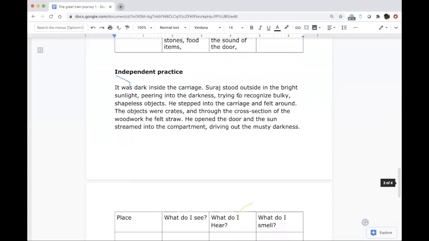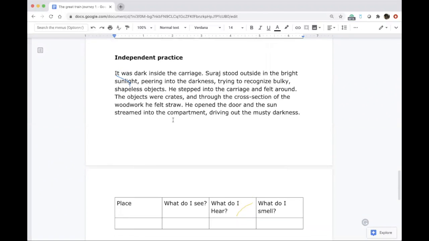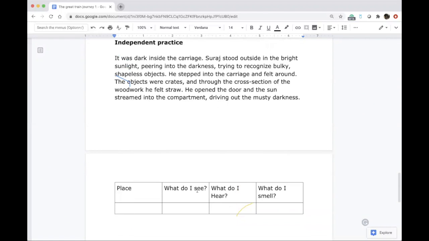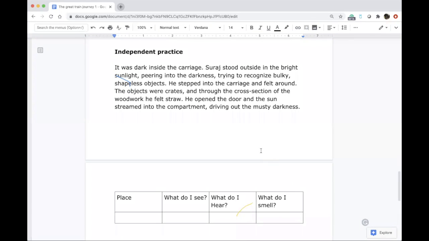We did not get to the independent practice, but I will give you homework for this. I will send you a couple of paragraphs, this paragraph and one more paragraph. Then you can pick one of the settings and describe that setting. That is the homework for you before the next class.